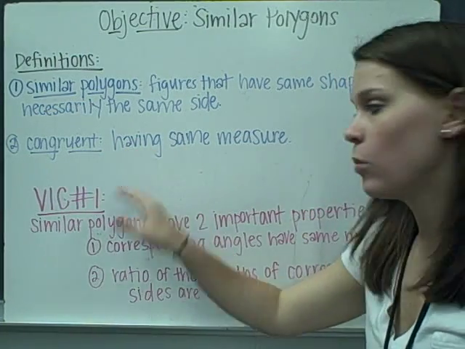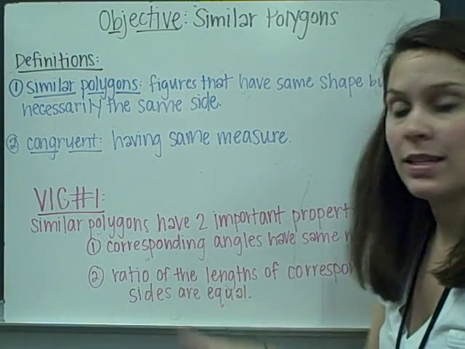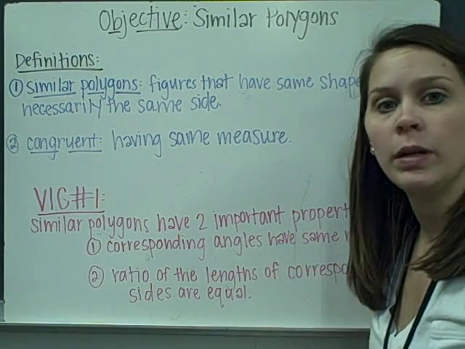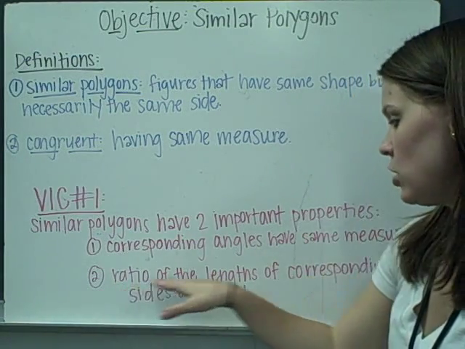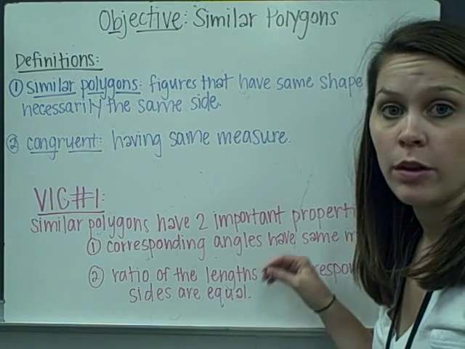So VIC number 1: similar polygons have two important properties. Property 1 is that the corresponding angles have the same measurement, so the corresponding angles are congruent. And 2, the ratios of the lengths of the corresponding sides are equal to each other.